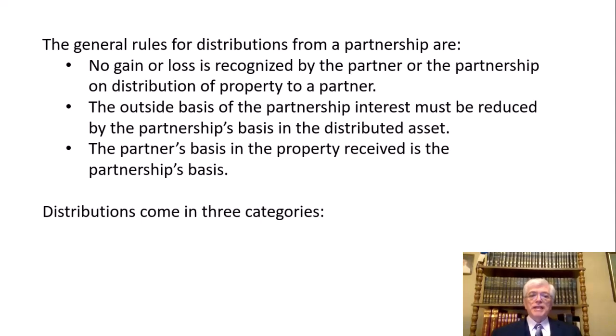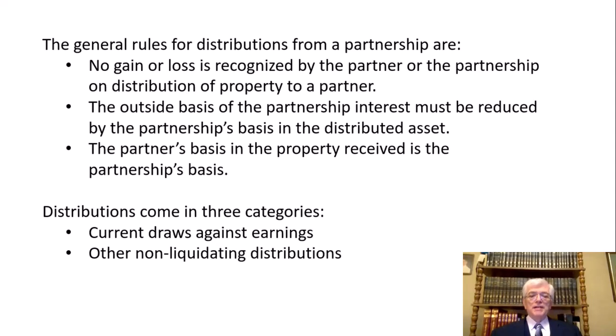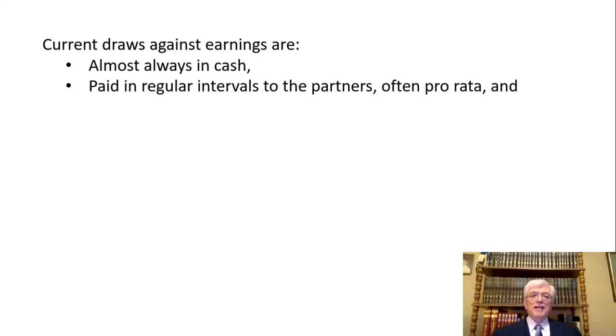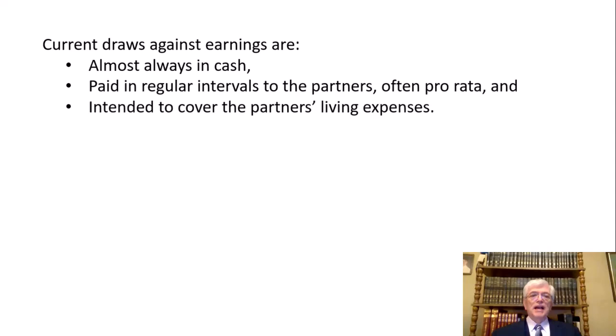So distributions come in three categories. We have current draws against earnings, very much like a paycheck for being a partner in the partnership. Other non-liquidating distributions, we'll be talking about them as well in this video, and then liquidating distributions, which will be the next video. Current draws against earnings, almost always in cash, paid in regular intervals, often pro rata based on the partnership interest, and intended to cover partners' living expenses. So it's like a regular paycheck.